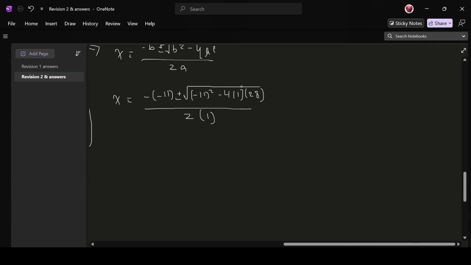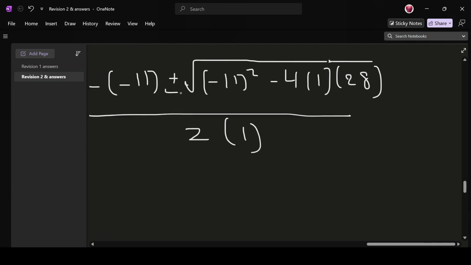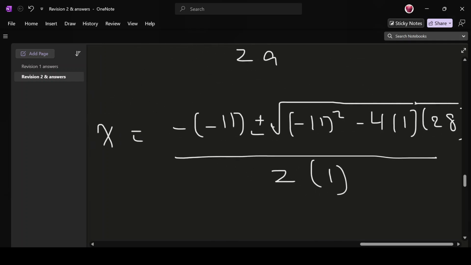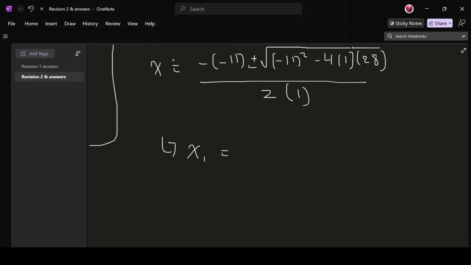Now you just input this to the calculator. There will be two answers, two outcomes. This will either be positive or negative. So the first value of x is 7. And the second value of x is 4. And yeah, that is our answer. X is equal to 7 or 4.